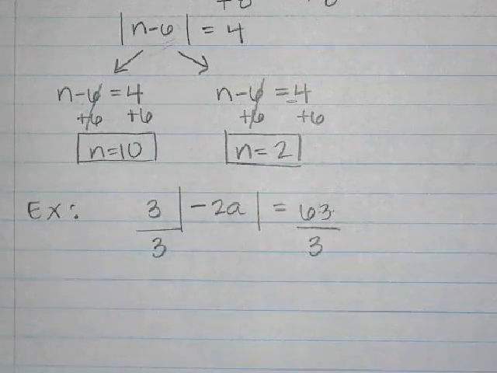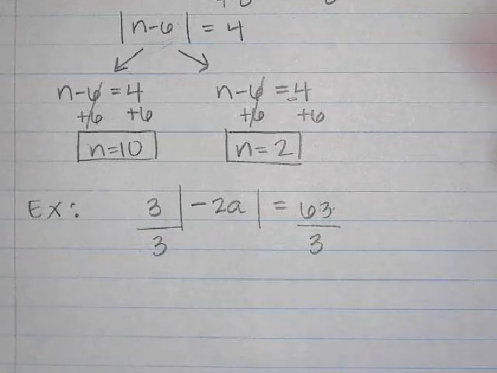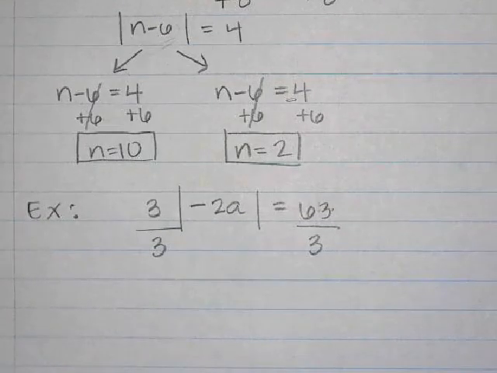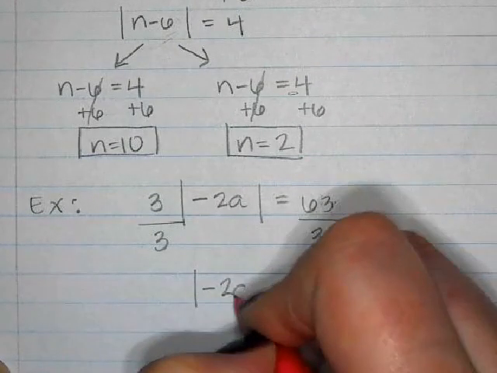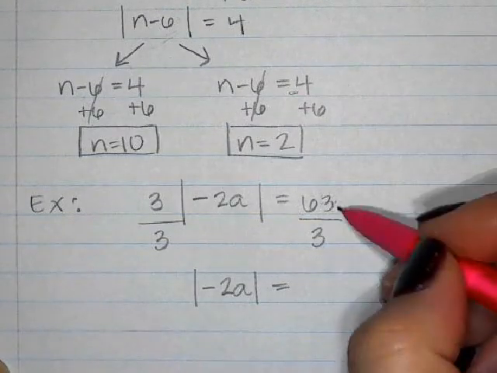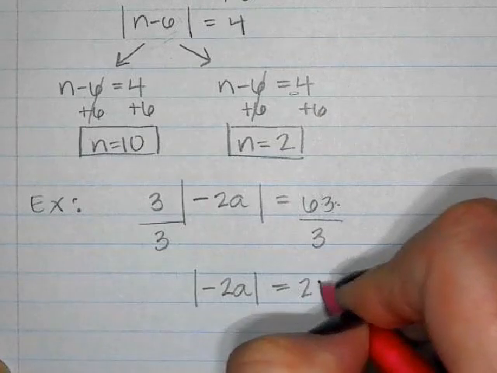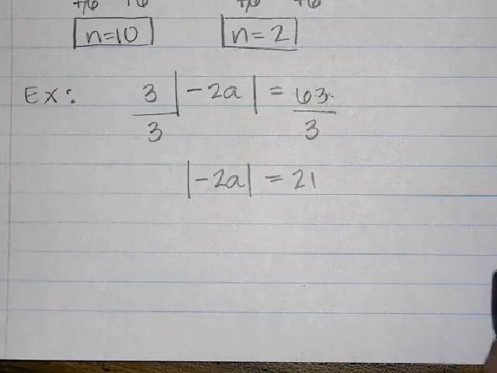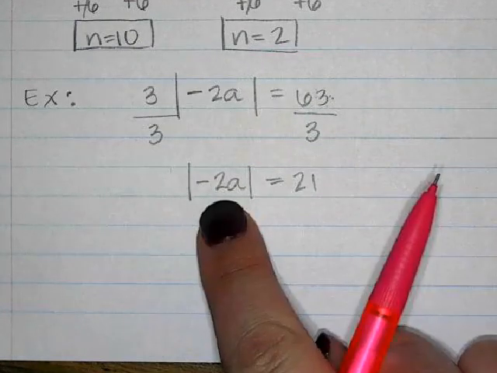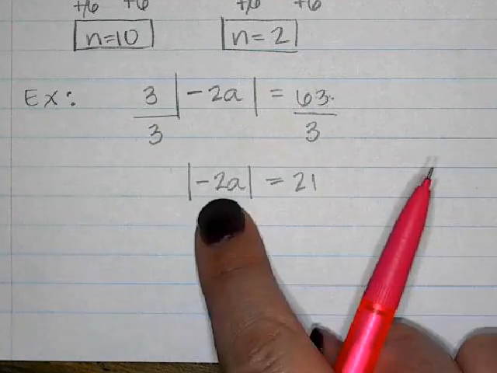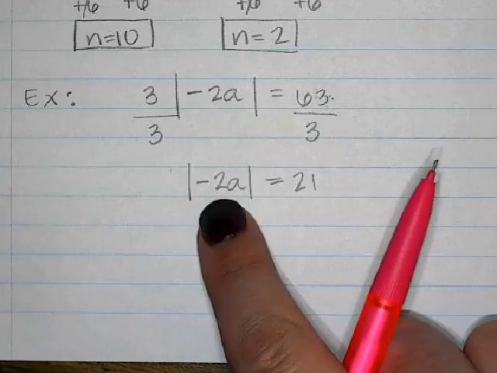So we'll start off, we'll divide by 3. And so now we have the absolute value of negative 2a equals, and what happens if you do 63 divided by 3? 21. Okay? So now we're at the point where we have an absolute value and a number. So the absolute value means that whatever this number is, the distance between that and 0 is a distance of 21 spaces. Does that make sense?